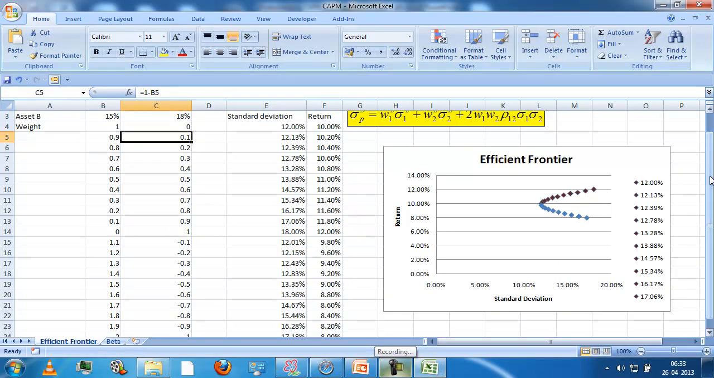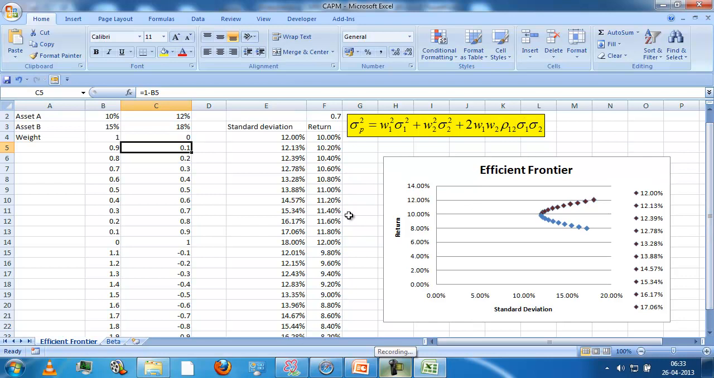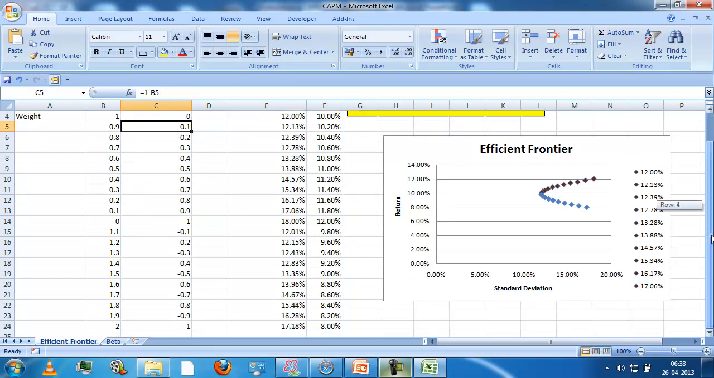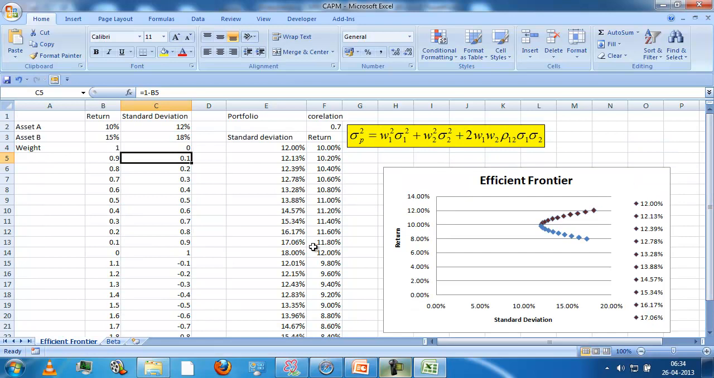in this case we can see that if we take different weights of asset A and asset B, we can get the standard deviation as 12%, which is the standard deviation of asset A. But if we try a different mix of asset A and asset B, we can reach a point where we can have an optimum return as well as standard deviation as well as the risk that we are willing to take.